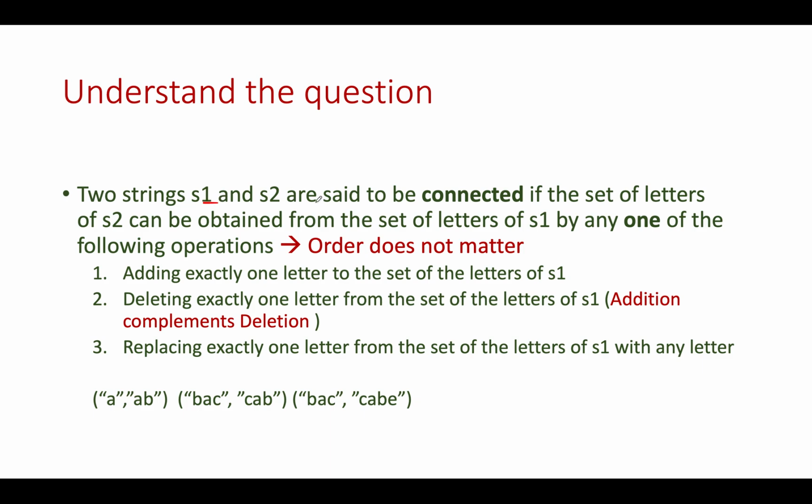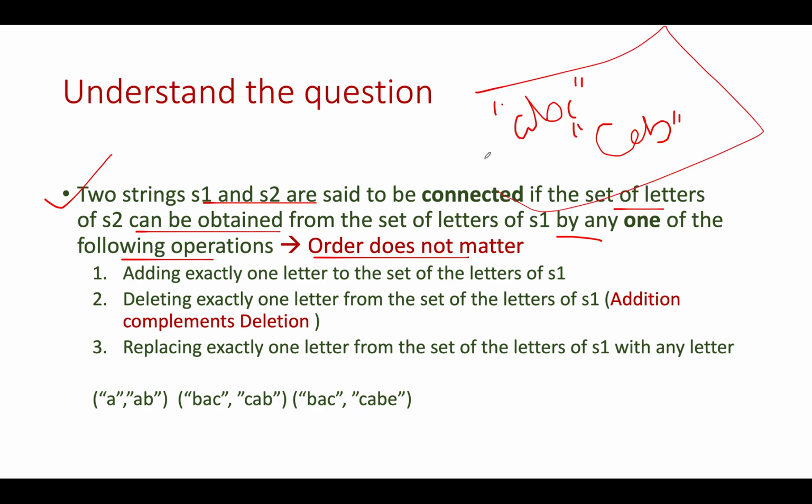Let's look at the next rule that was specified in the question. Two strings S1 and S2 are said to be connected if the set of letters of S2 can be obtained from the set of letters of S1 by any one of the following operations. So the biggest hint that you get from this rule is that order doesn't matter. For example, you have a string named ABC and the other string named CAB. Both of them will correspond to the same group. This is a very important point that should be highlighted when you read this question.